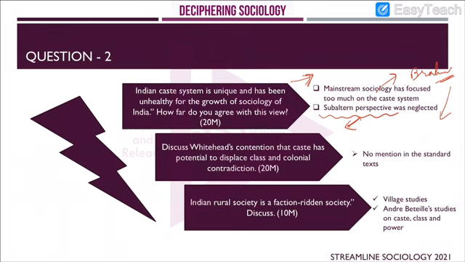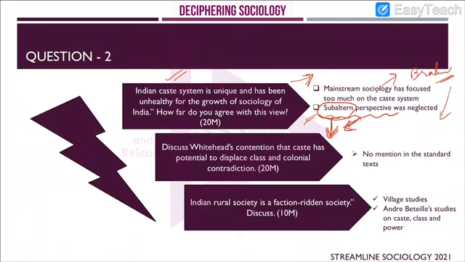Here, there was no parallel perspective, there was no alternate perspective, that was the only perspective. But the others who were left out from the mainstream sociology, the subaltern perspectives, they also wanted to be included. And that is why you can say that too much emphasis on the caste system led to the exclusion of this perspective. But try to write a balanced answer in this question.